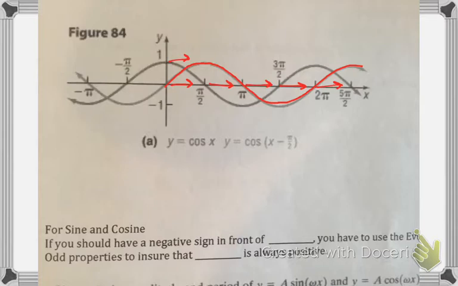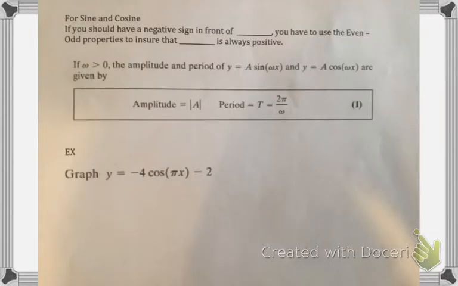All right, so if you have a negative sign in front of omega, so if you have a negative omega x, then you have to use the even-odd properties to ensure that omega is always positive. So don't forget to take care of that if that should happen to you. All right, so if omega is positive, the amplitude and period of y equals a sine omega x and y equals a cosine omega x are given by a is the amplitude, the period is given by 2 pi over omega.